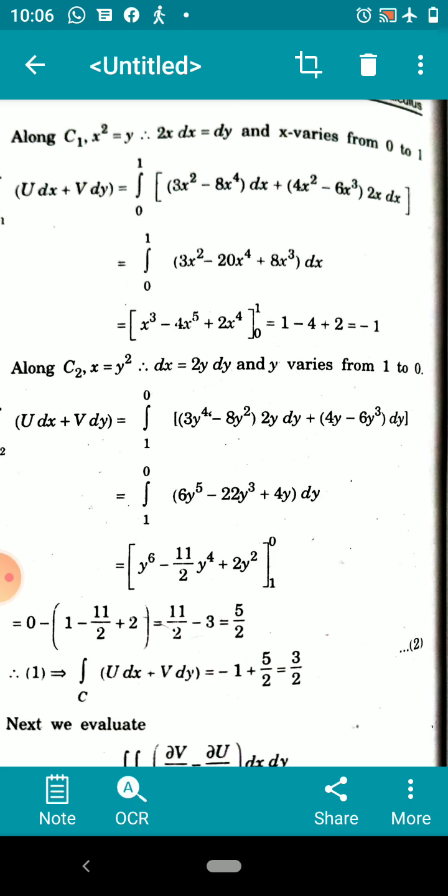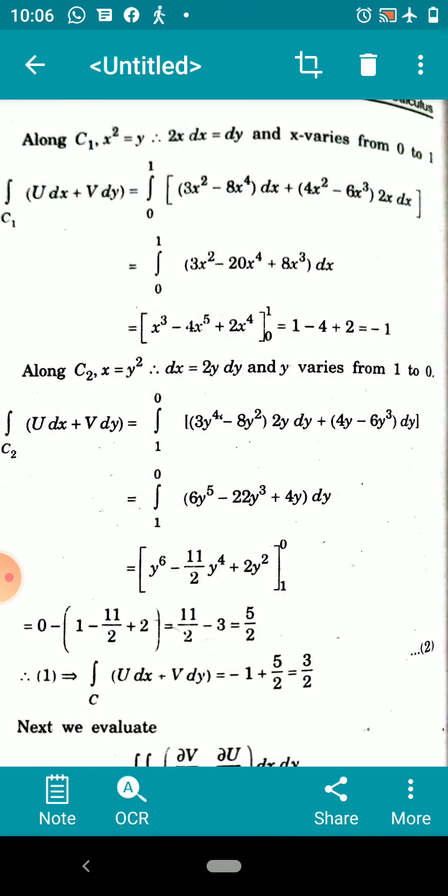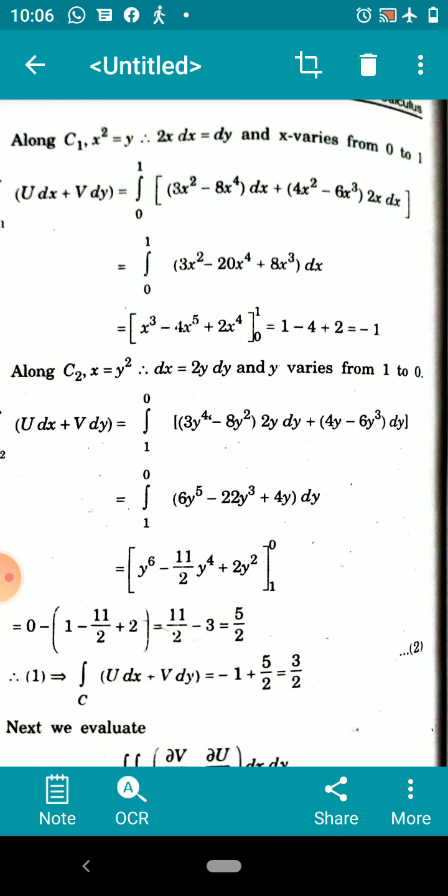So dx can be written as dx, and dy can be written as 2x dx. Everything is in the same variable x, so we have to cancel and keep the remaining terms, and we have to integrate it now. So 3x squared, x cubed by 3 will come, so 3 gets cancelled, x cubed. Likewise here minus 20 x power 5 by 5, so it gets cancelled and minus 4 will come, plus 8 x power 4 by 4 will come, after cancelling 2 will come. Now apply the limits, you will get minus 1.